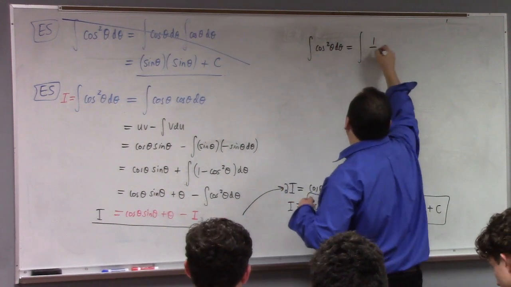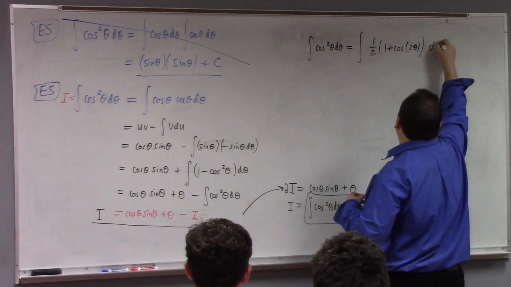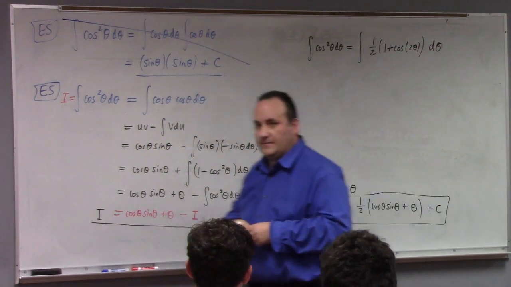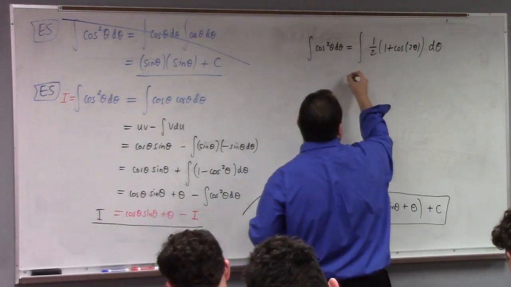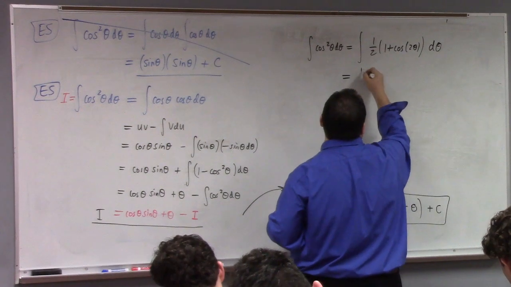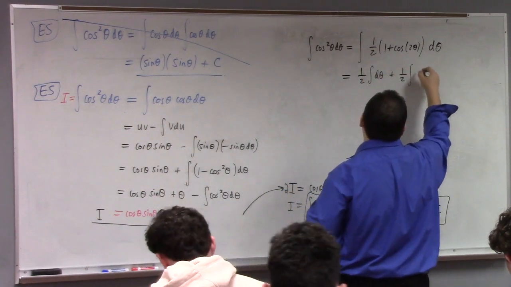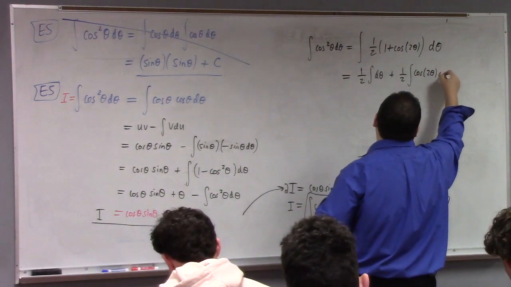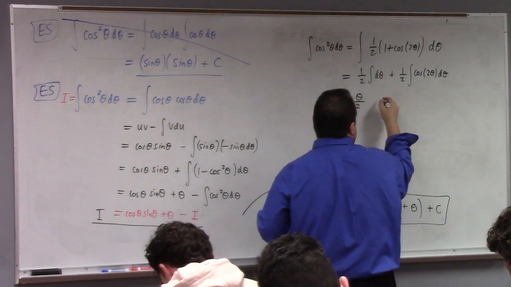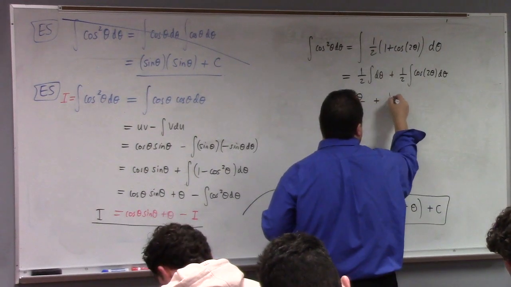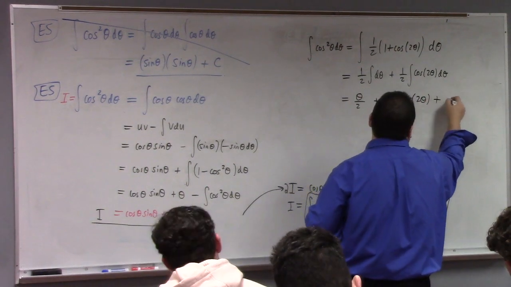So this is actually 1/2 times 1 plus cosine of twice theta, d theta, by trigonometry. Yeah? And then we can just straight integrate that. Because we got 1/2 integral of d theta plus 1/2 integral of cosine of 2 theta d theta. So how does that integrate? Well, we get theta over 2. And this integrates to what? Plus 1/4 sine of 2 theta plus a constant.